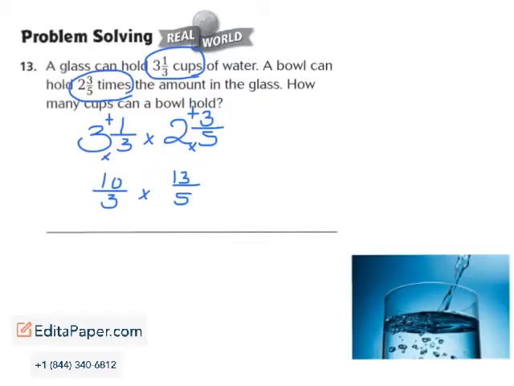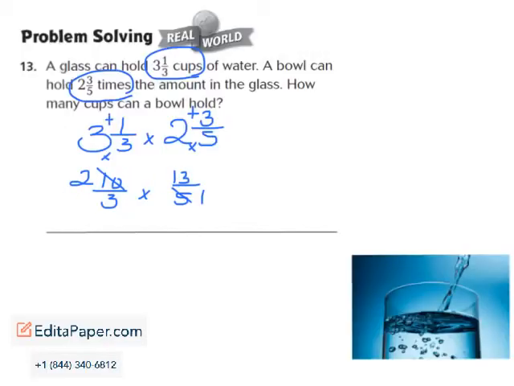Now, once again, I'm going to look to see in my problem, can I simplify before I multiply across? So I'm going to begin by looking at my 10 and my 5. And I know that a 10 and a 5 both share a common factor. They both share the common factor of 5. Well, I know that 10 divided by 5 is going to give me 2, so I'm going to rewrite my 10 as a 2. And 5 divided by 5 is going to give me 1, so my 5 becomes a 1. Now I'm going to look at my 13 and my 3. And what I know is 3 and 13 do not share a common factor, so I can't simplify with my 3 and my 13. So my next step is to begin to multiply straight across.